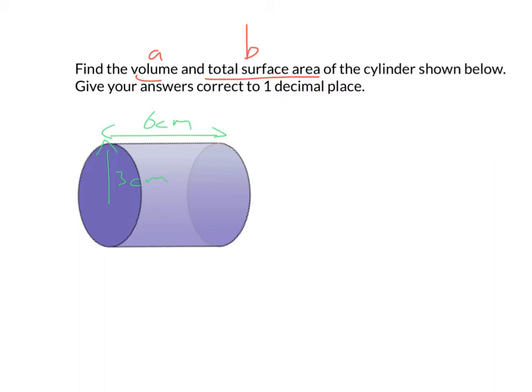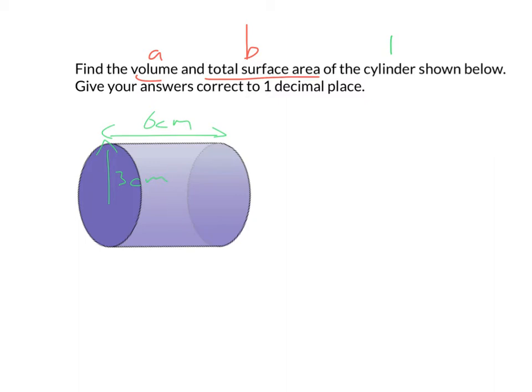The steps that we're going to use are going to be the same 4 steps that we've used to solve all of our other area and perimeter questions. So the first step is to identify the shape. Now they tell us here that it's a cylinder, so that makes step 1 pretty easy for us.